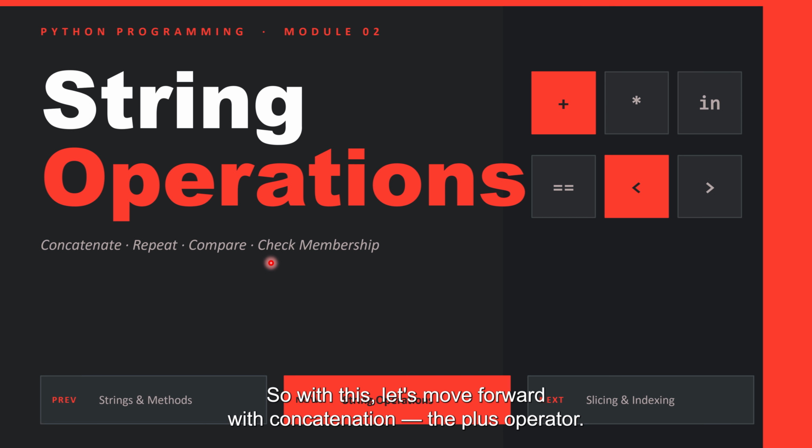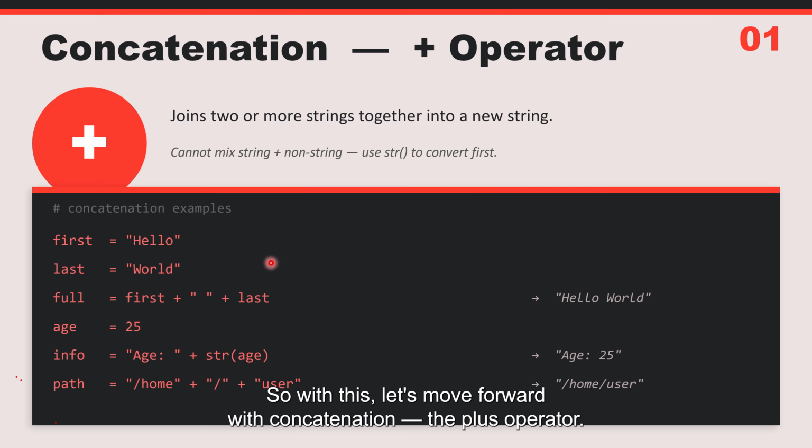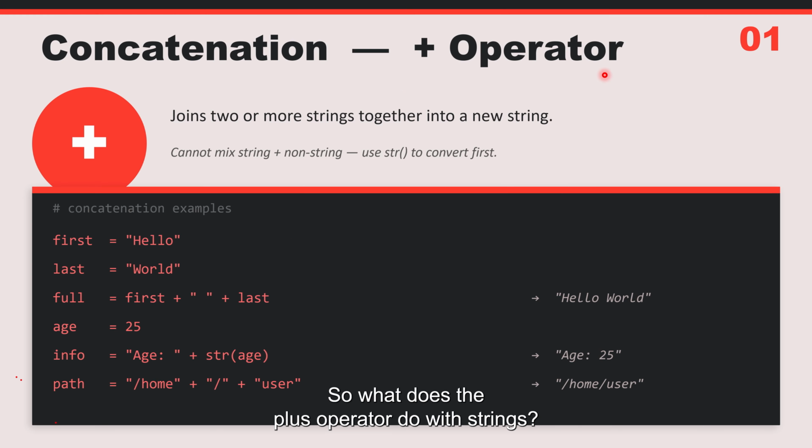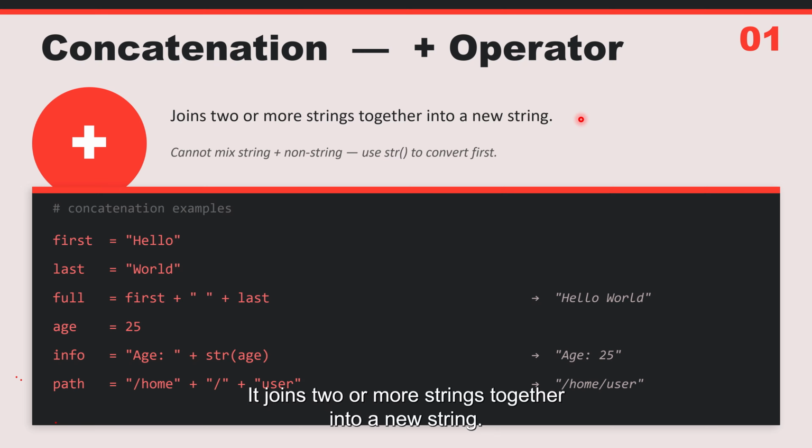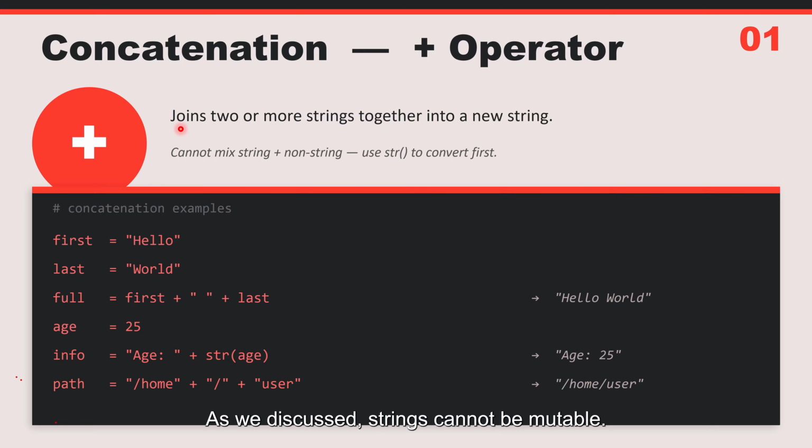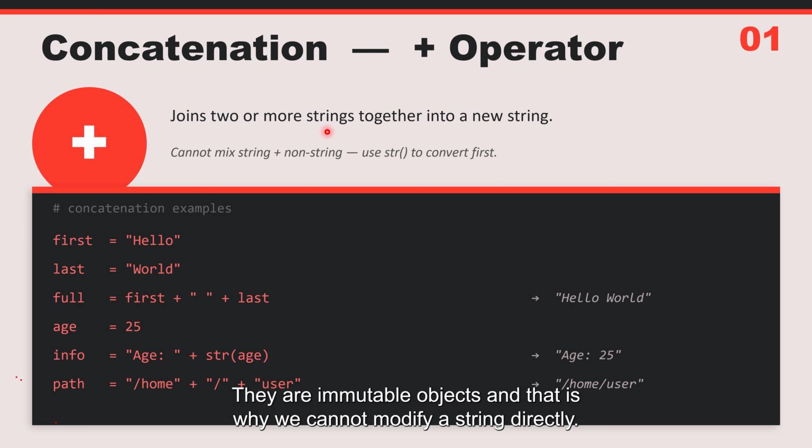So with this, let's move forward with concatenation, or plus operators. So what do these plus operators do in string? They join two or more strings together into a new string. As we discussed, a string cannot be mutable. It is an immutable object. That is why we cannot modify a string again.